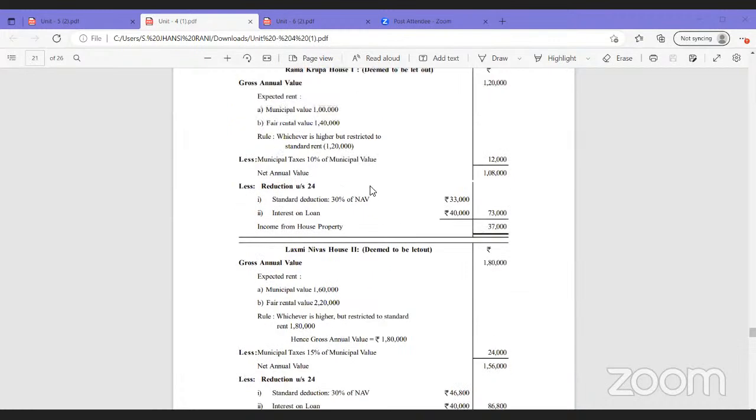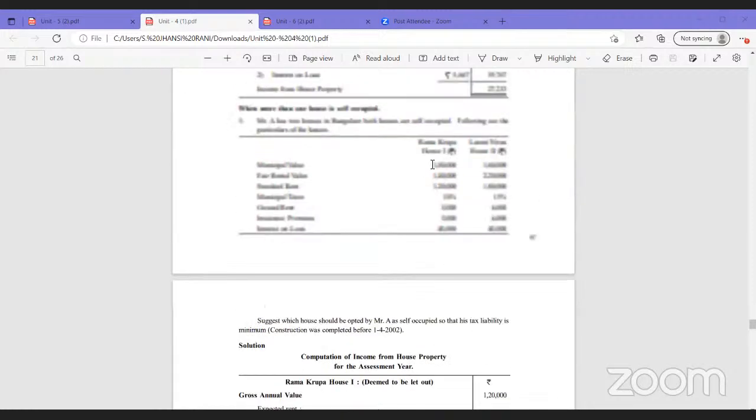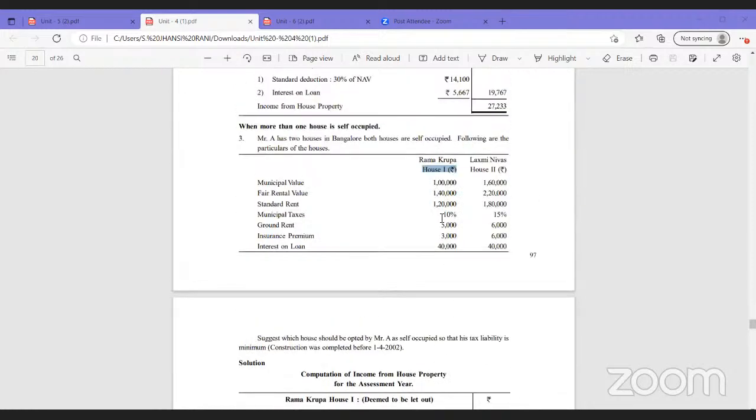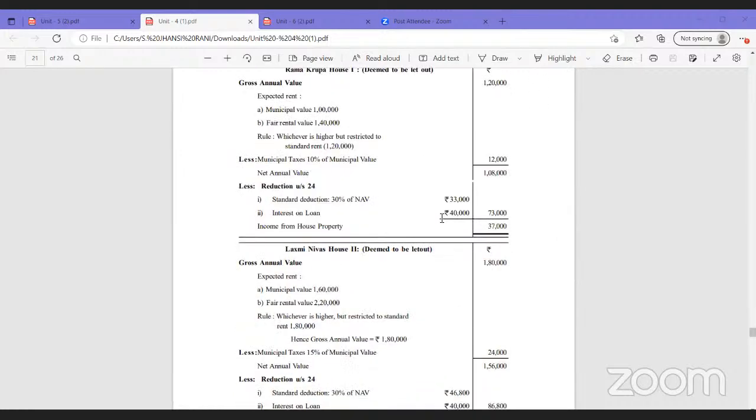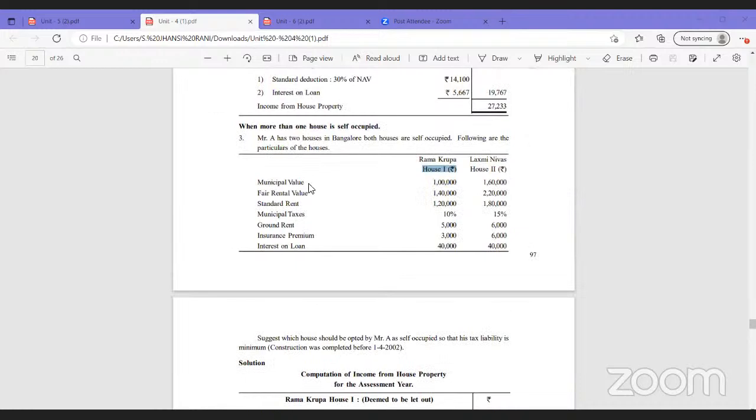And where are you getting 12,000? No, this is a printing mistake. Please correct it. This is not 12,000, this is 10,000. Why? Because the municipal value is 1 lakh, and 10% of 1 lakh is that amount. You just see here, you have to calculate on municipal value. On municipal value, you have to calculate all the time.